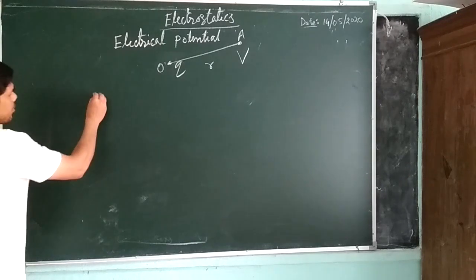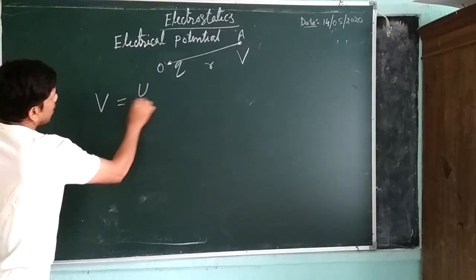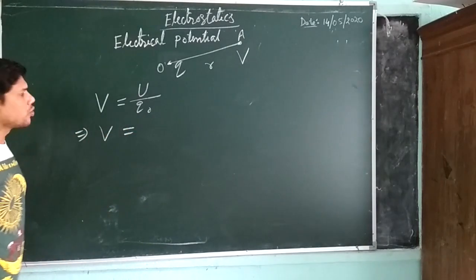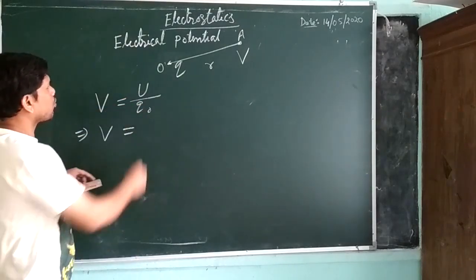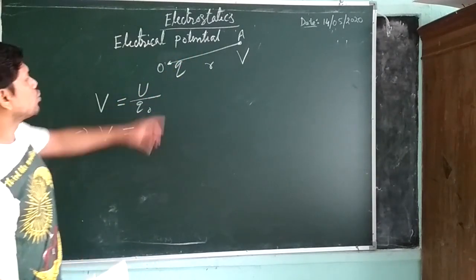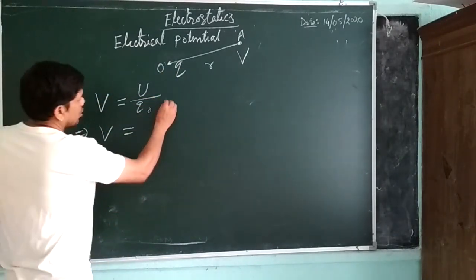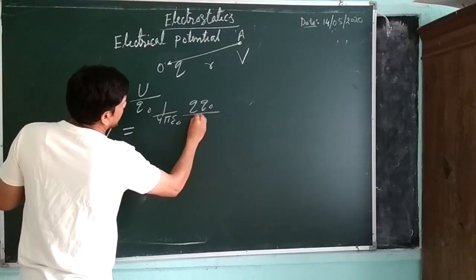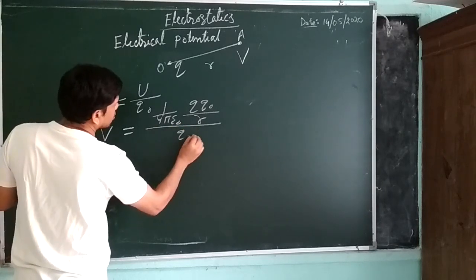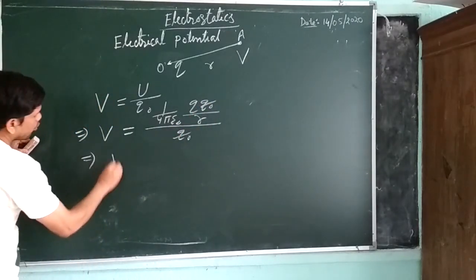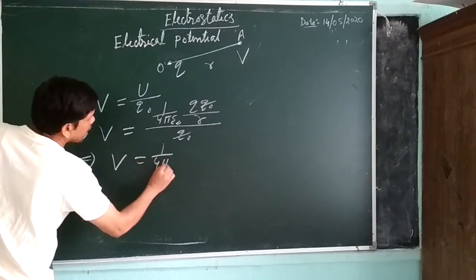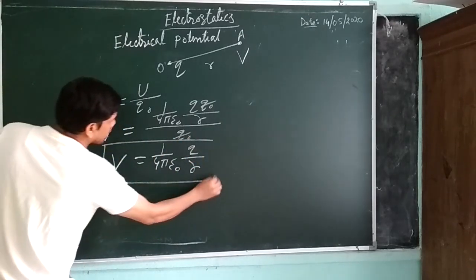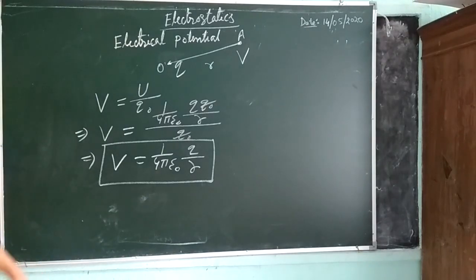From the relation we know V equals U by Q naught, where U is the potential energy. The potential energy at point A due to this point charge is 1 by 4 pi epsilon naught Q Q naught by r. Now Q naught cancels, so V equals 1 by 4 pi epsilon naught Q by r. This is the expression of potential at a distance r due to a source charge Q.